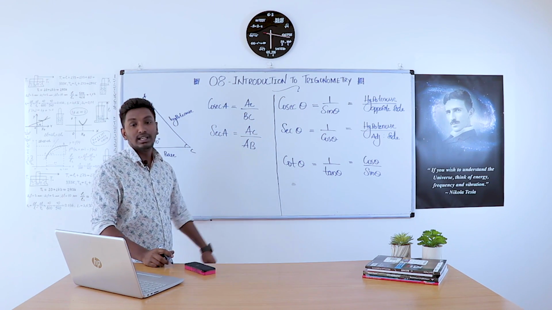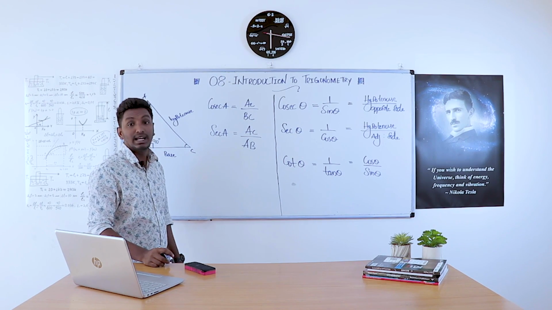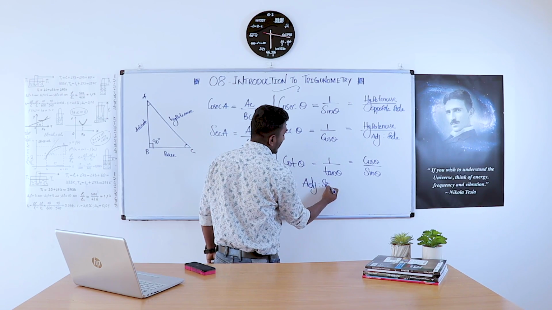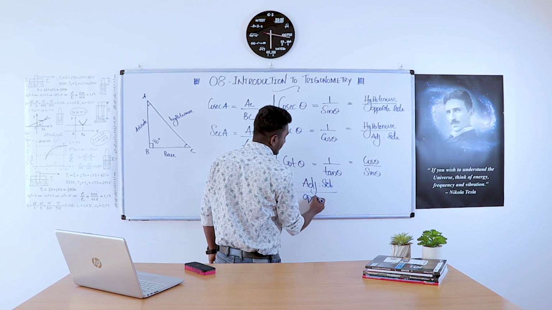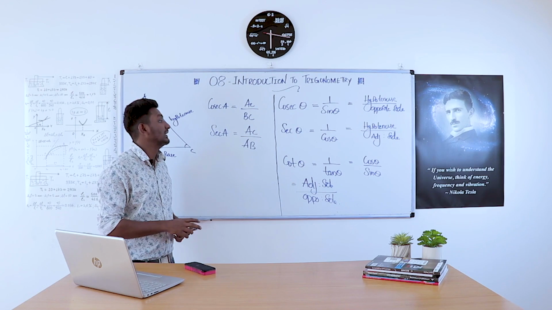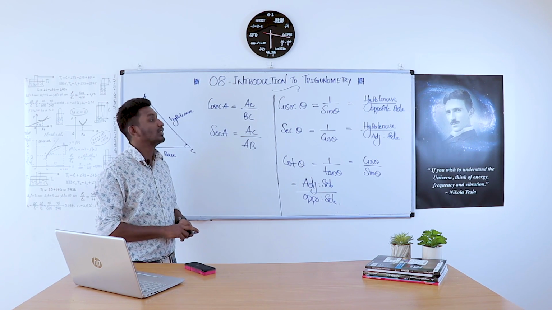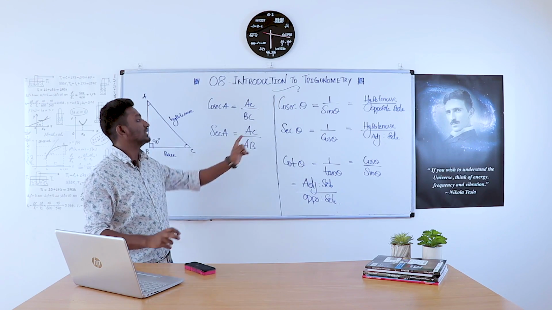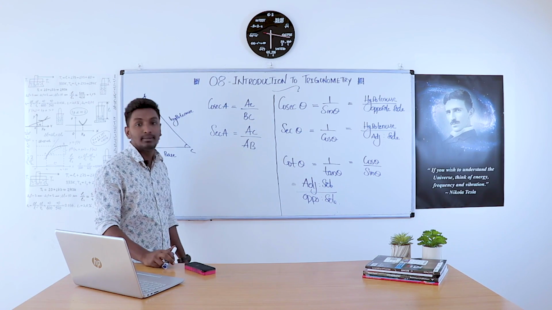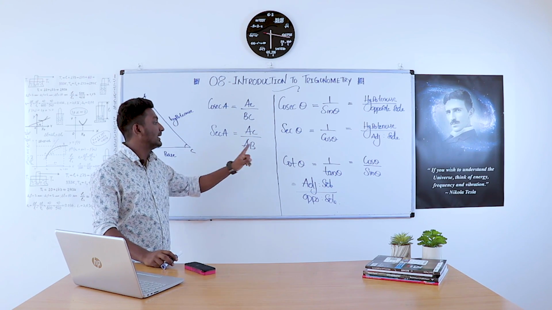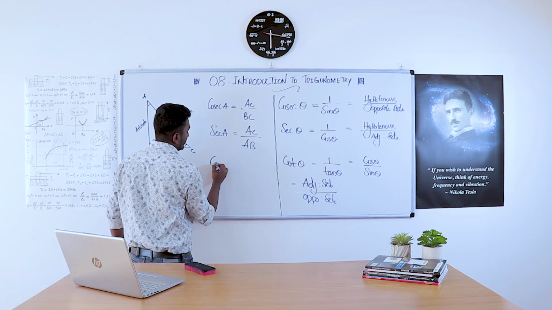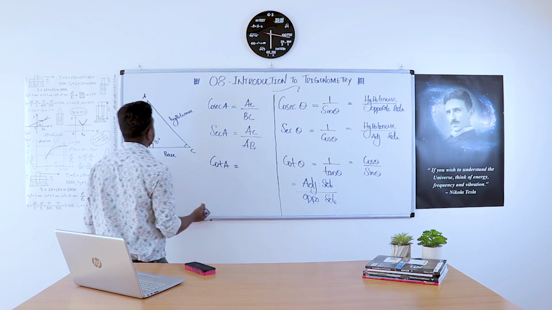Tan theta we can write as opposite side by adjacent side. Then what is cot theta? Cot theta is adjacent side by opposite side. So the order is sine, cos, tan, cosec, sec, cot. Cosec theta is equal to 1 by sine theta, sec theta is equal to 1 by cos theta, cot theta is equal to 1 by tan theta. Here we can find cot A as adjacent side by opposite side.